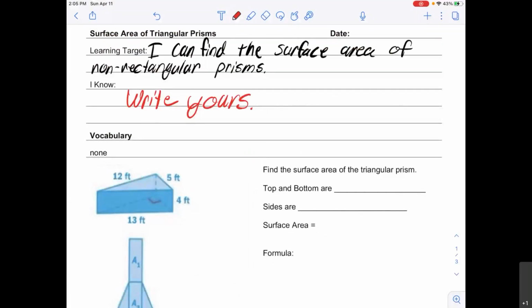For today's video, we are talking about the surface area of triangular prisms. So our learning target today is: I can find the surface area of non-rectangular prisms. Please write down the date that you're watching this for your own records.